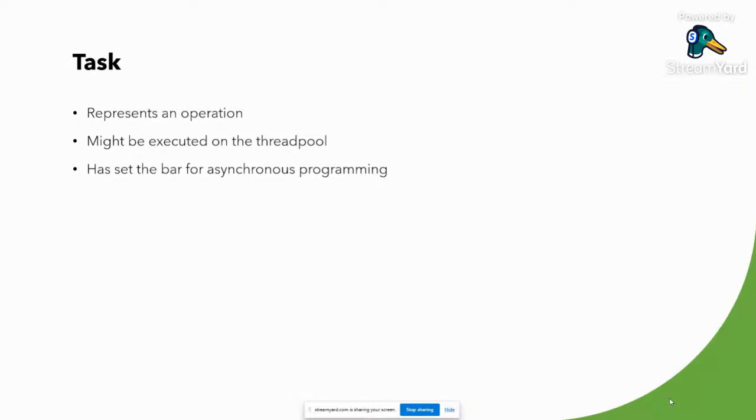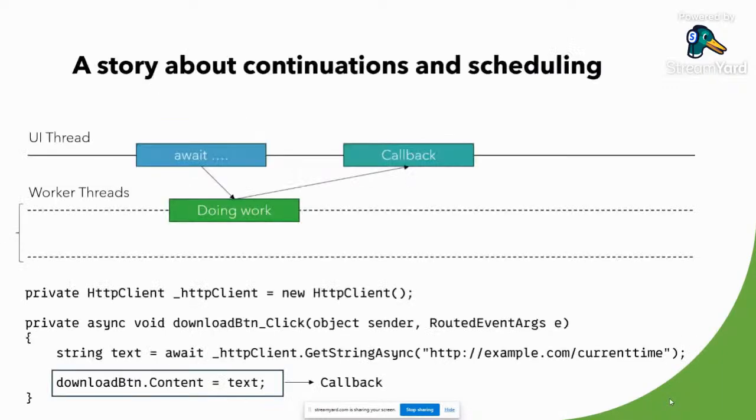And await, async and the task object in .NET have set a bar for asynchronous programming. JavaScript has adopted the same model. C# was first, and they have evolved greatly.